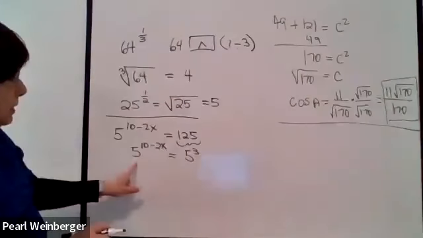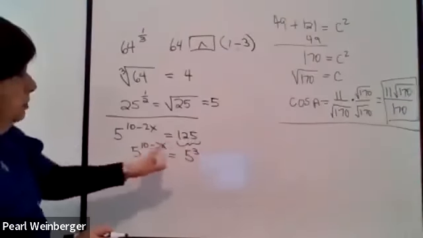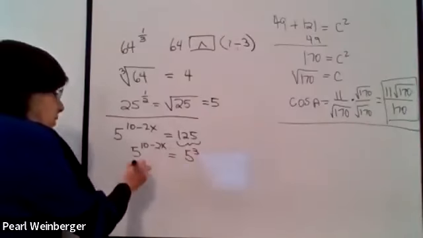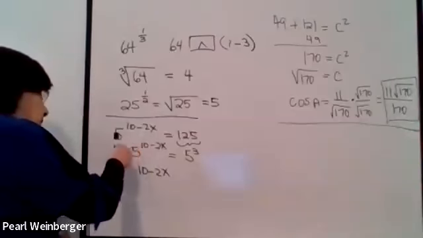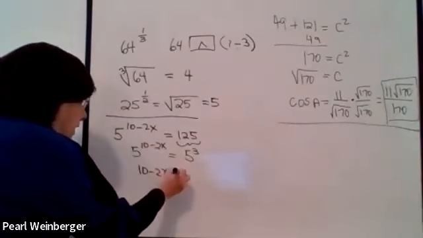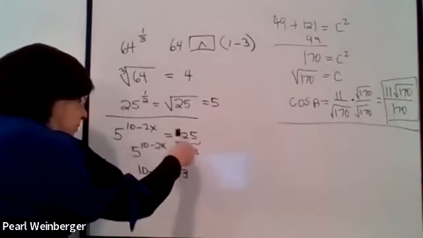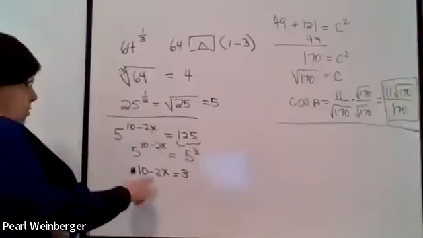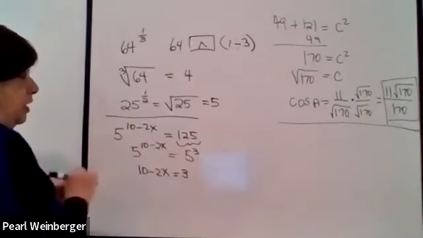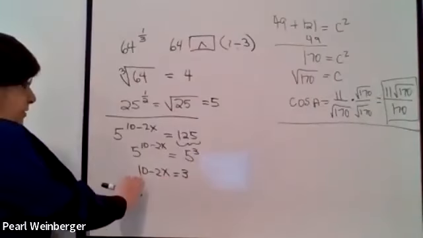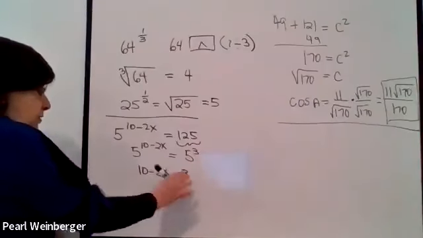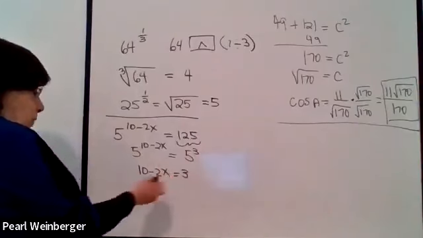Now, since they both have the same base, their exponents must be equal as well, which means that the 10 minus 2x, the exponent on this 5, has to equal the 3, the exponent on this 5. In other words, I can just ignore the 5s now and just look at the exponents. And this gives me a relatively easy exponent equation to solve.